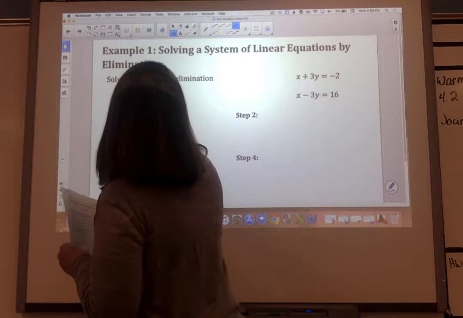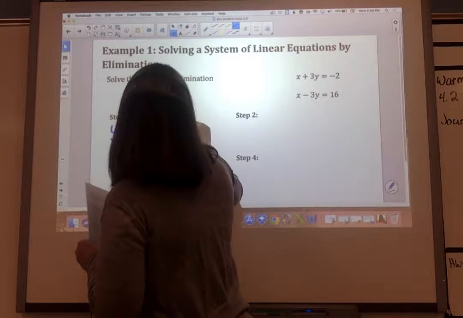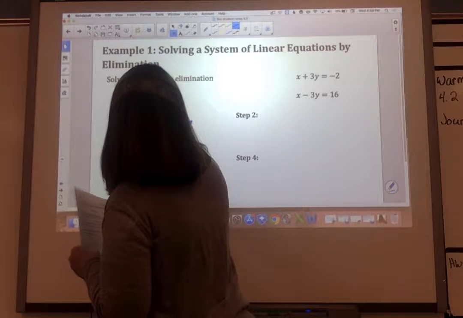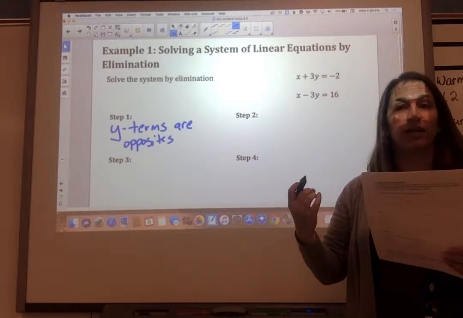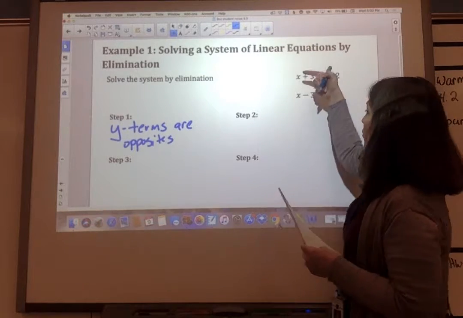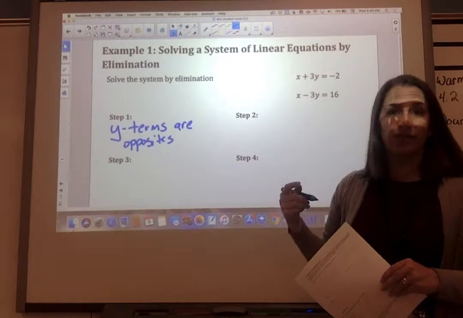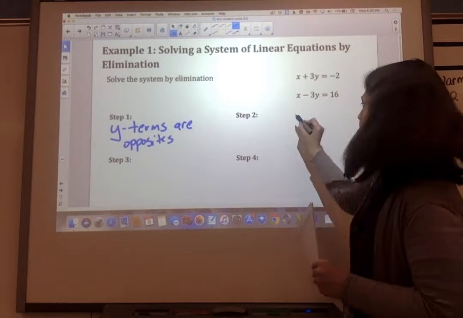The y terms are opposites, because I think it's easier to add the system than to subtract. So we're going to go ahead and take these two equations and add them.